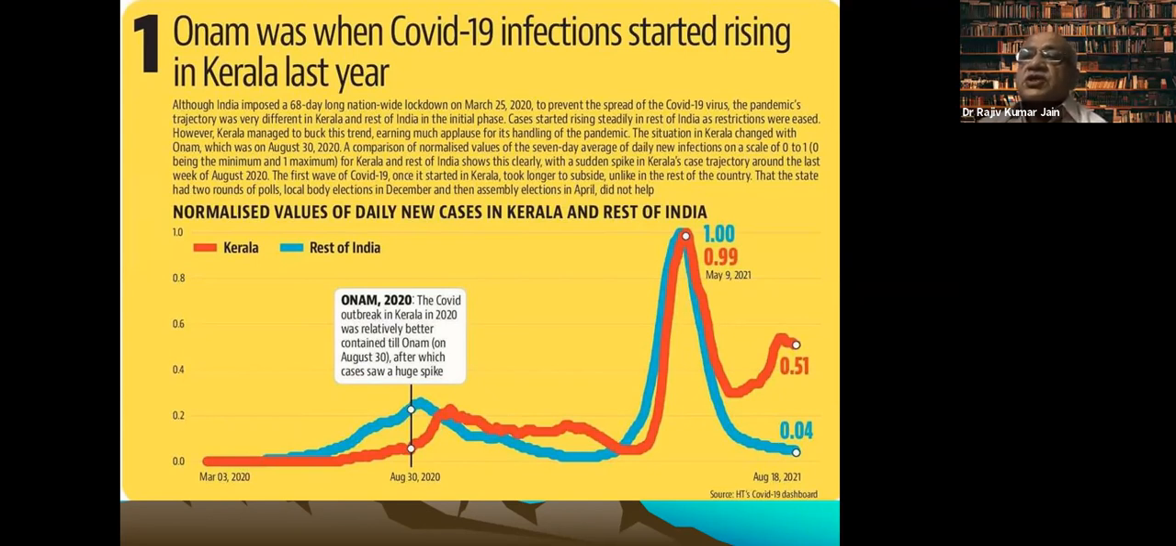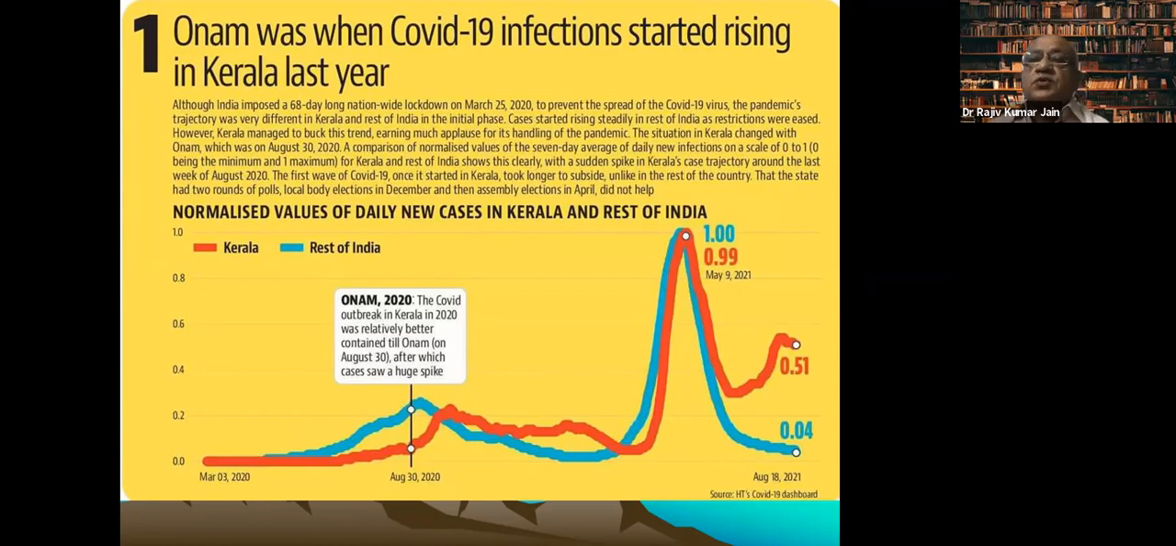Cases started rising steadily in the rest of India as restrictions were eased. However, Kerala managed to buck the spread, earning much applause for its handling of the pandemic. The situation in Kerala changed with Onam, which was on August 30, 2020. A comparison of normalized values and 7-day average of daily new infections on a scale of 0 to 1, 0 being the minimum and 1 maximum, for Kerala and rest of India shows this clearly, with a sudden spike in Kerala's trajectory around the last week of August 2020.